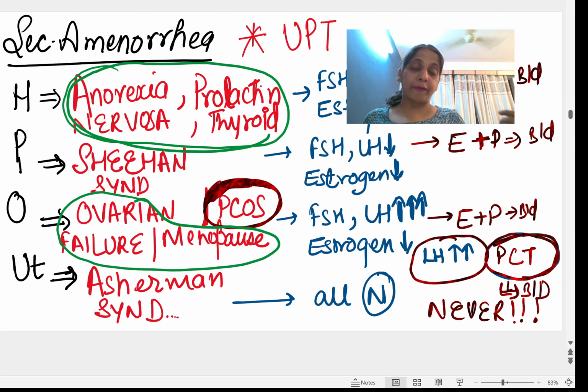colposcopy. Colposcopy is not a screening method. Pap smear is a screening method. Okay. So we do colposcopy to find the lesion, if the report is of CIN2 and CIN3.